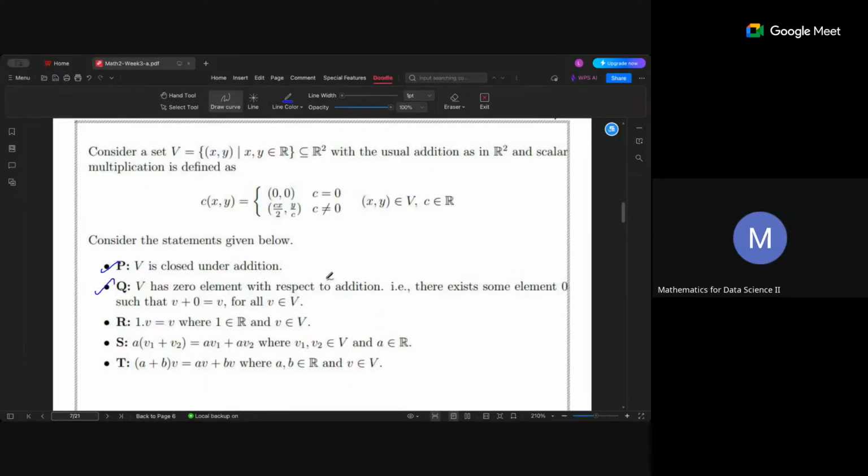In fact, what is the additive identity here? What is the zero element in this case? Ma'am, (0, 0). (0, 0) only, right? There is no change in that. So here the zero element is (0, 0). What about this one? How can we check that?